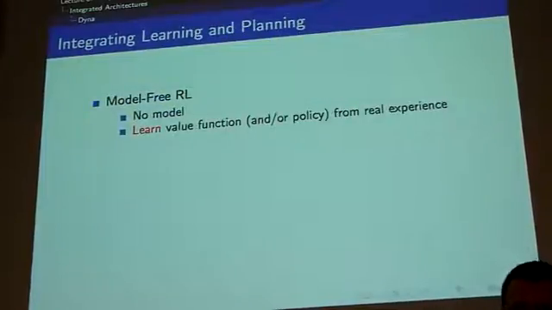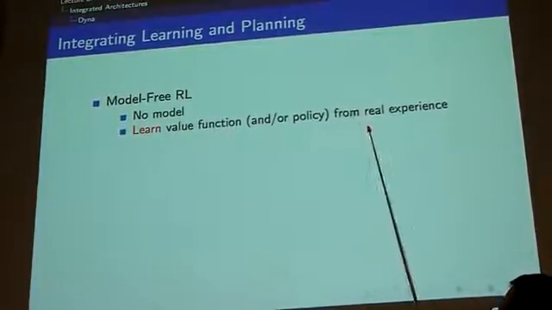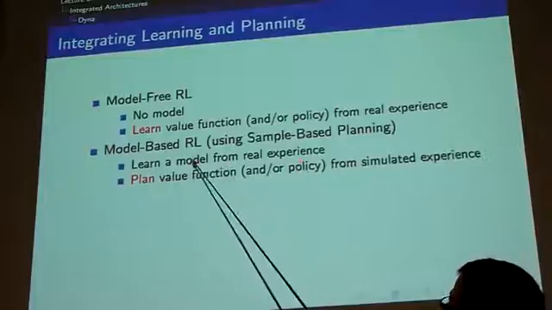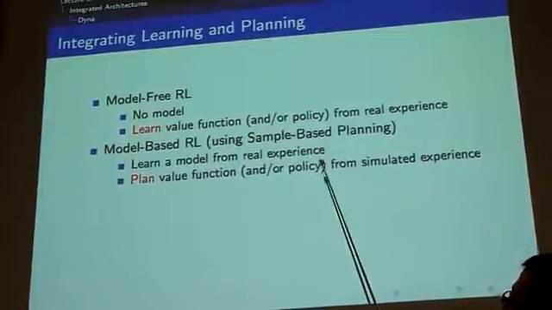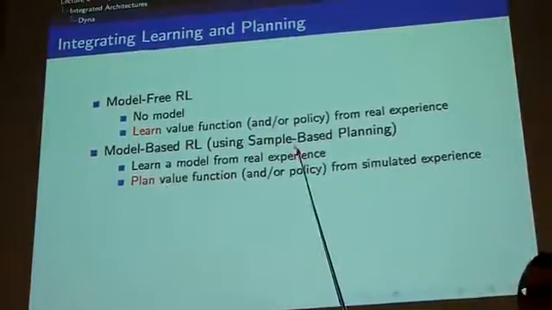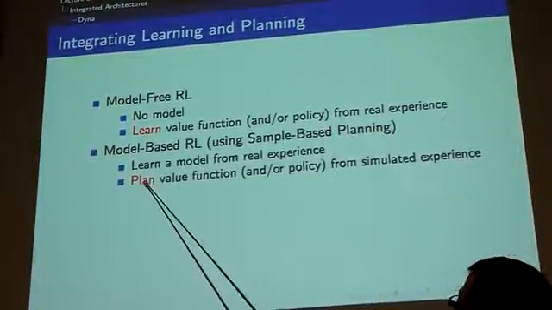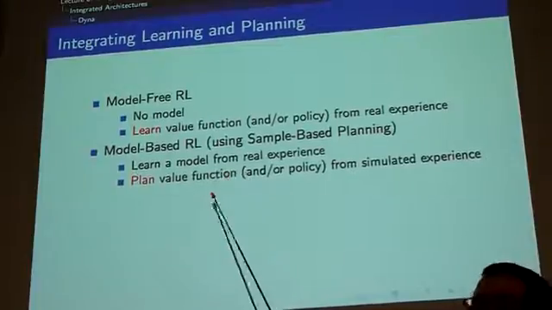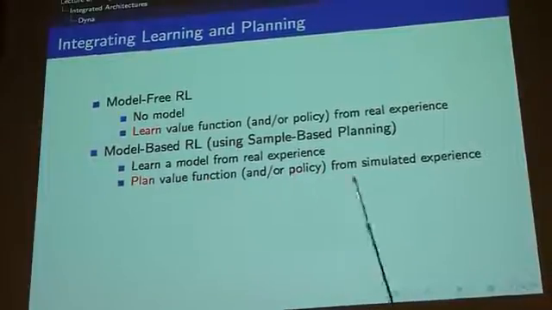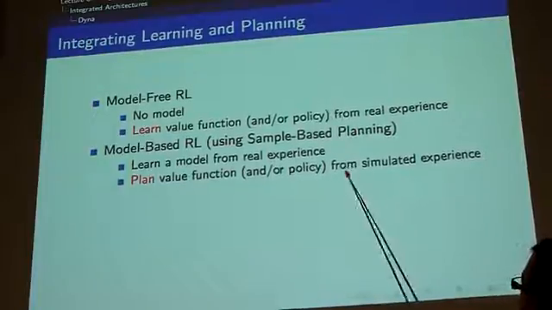So what we've seen so far, we had our model-free reinforcement learning where there was no model. We're learning the value function directly from real experience. That was model-free. We've just been looking at model-based RL, using sample-based planning, where the model was learned from real experience. The only thing that the real experience was used for was to generate the model, and then essentially the real experience is thrown away after that. Then the model is used to plan a value function. So there's some planning method that uses the model to generate a value function, possibly a policy if it's actor-critic or policy-based, by sampling from the model.